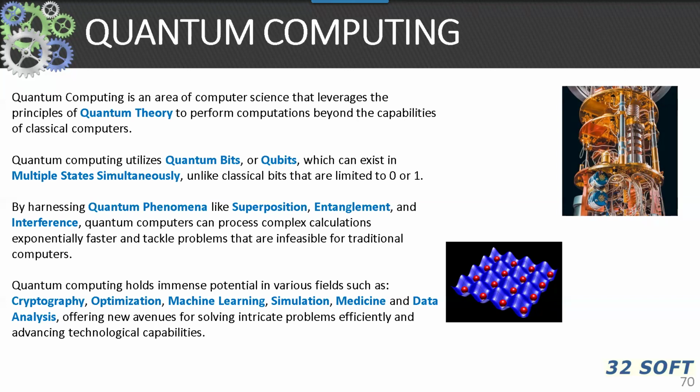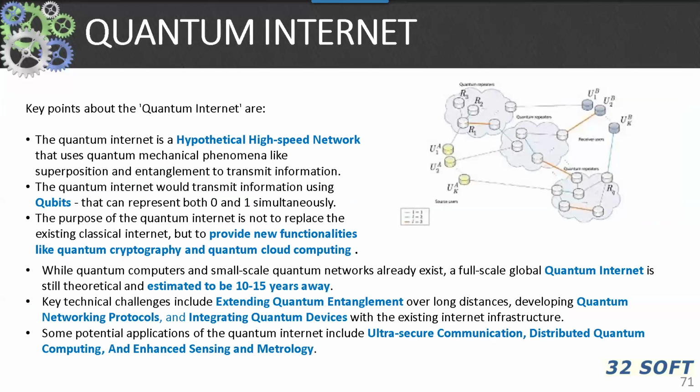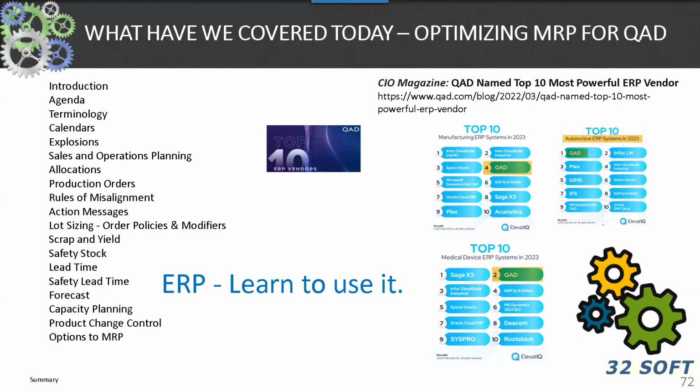Quantum computing holds immense potential in all sorts of fields. After quantum computing, then comes the quantum internet. This is a hypothetical high-speed network using qubits to provide new functionality like quantum cryptography and quantum cloud computing. Quantum internet is theoretically still 10 to 15 years away, but it is going to change how we do supply chain. So what do we cover today?